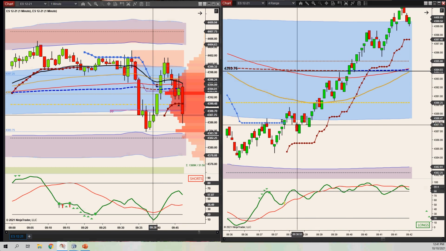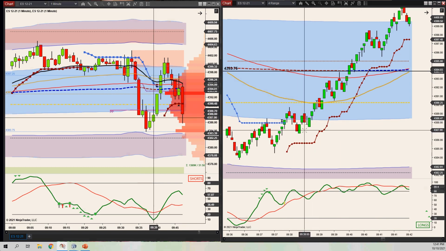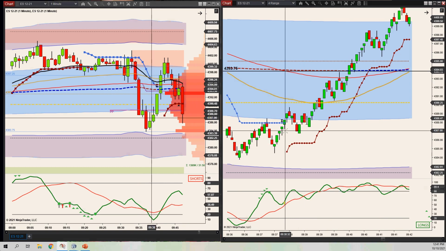So what to remember is that these are two totally separate setups. One has nothing to do with the other, okay? So here I'd put my buy in.